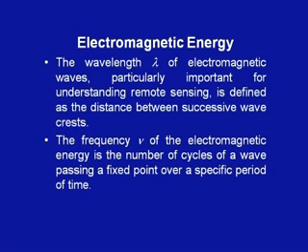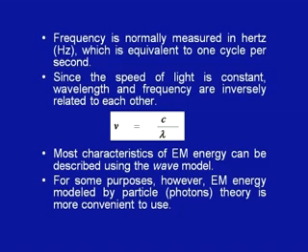The frequency ν of the electromagnetic energy is the number of cycles of a wave passing a fixed point over a specific point of time. Frequency is normally measured in hertz, which is equivalent to 1 cycle per second. Since the speed of light is constant, the wavelength and the frequency are inversely related to each other by the relationship as shown below. Most characteristics of the electromagnetic energy can be described by using the wave model.